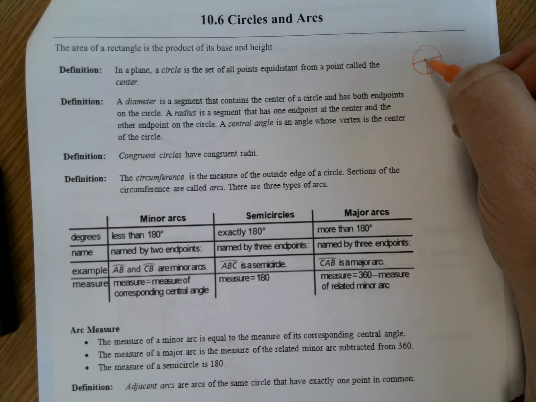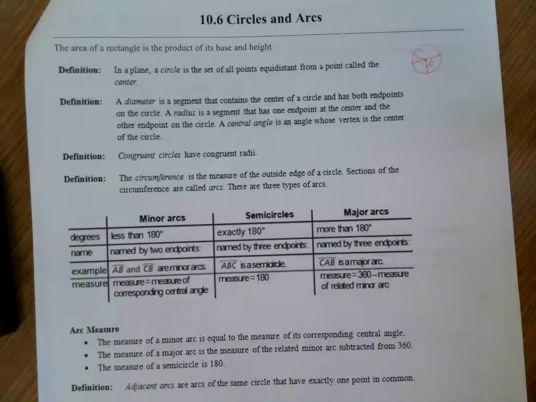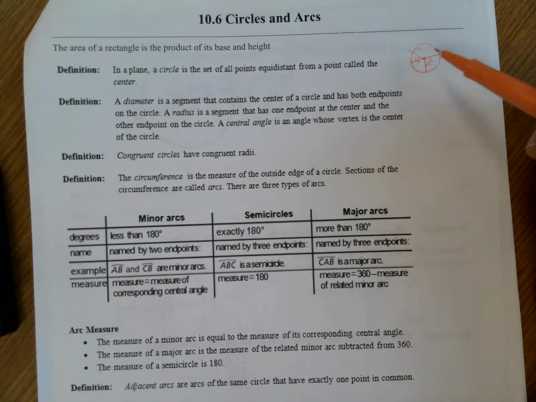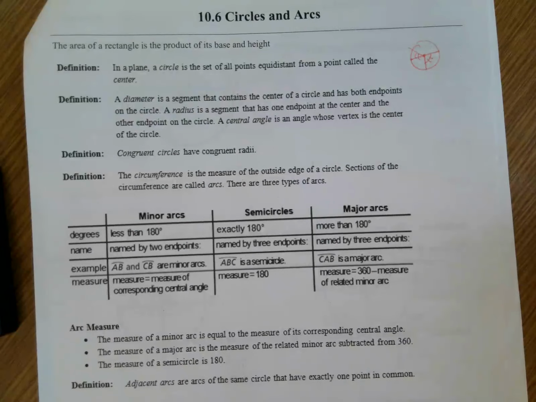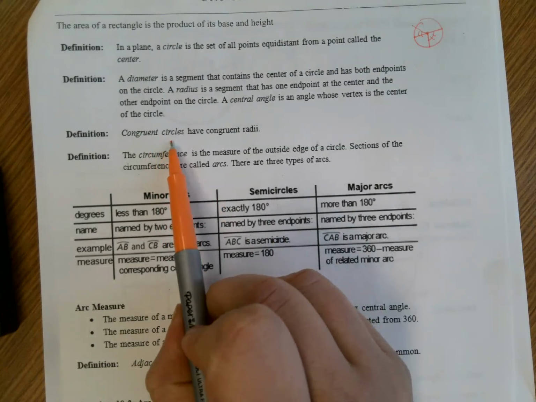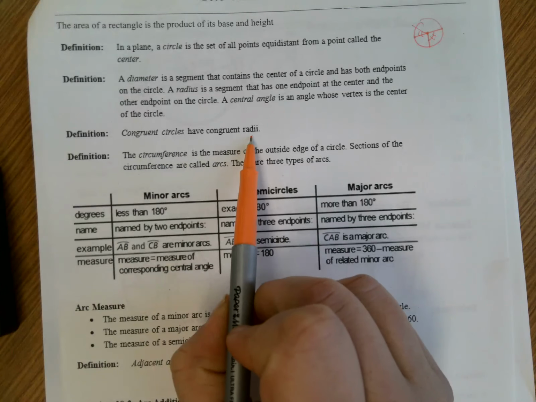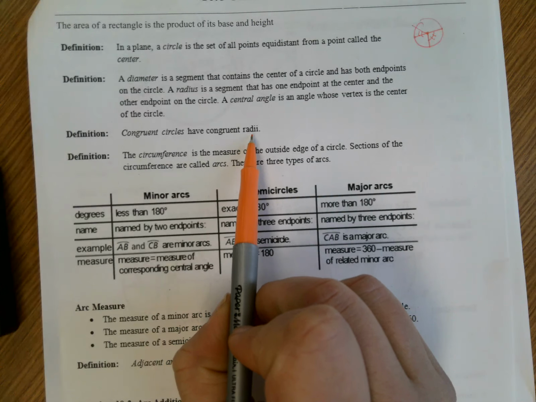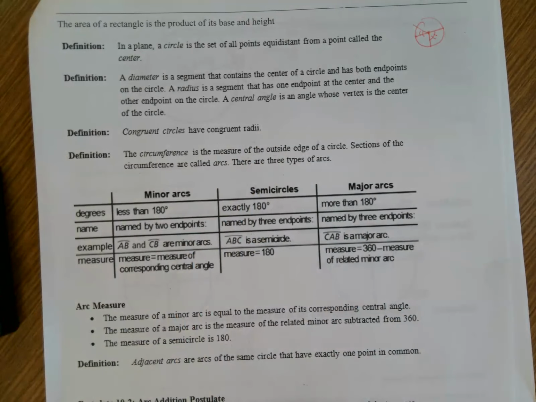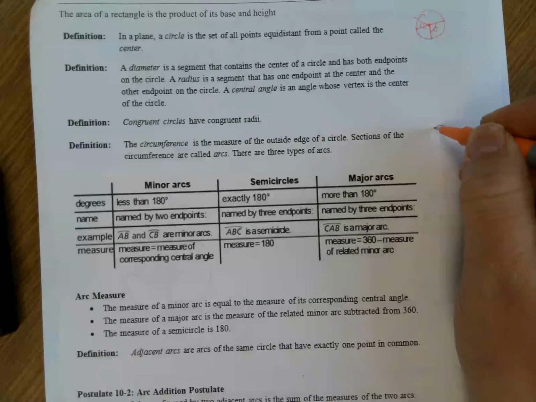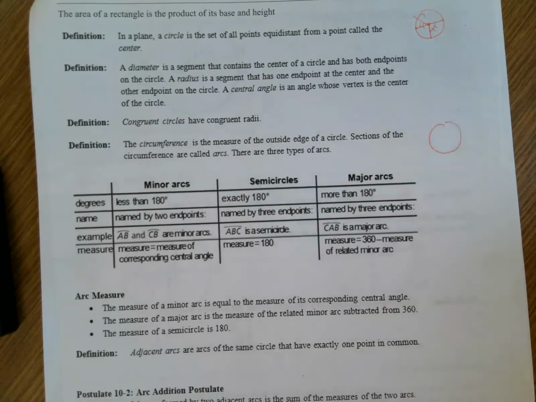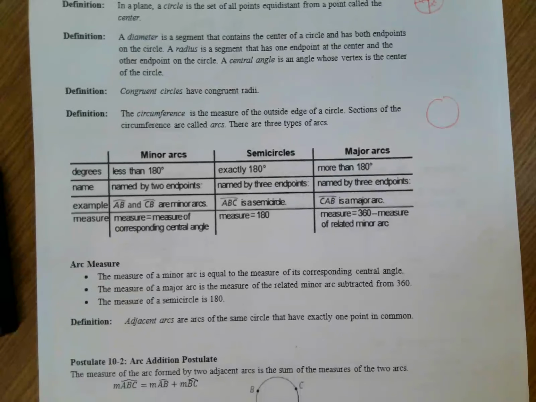This right here, if I drew this, is a central angle, meaning that the vertex is at the center. You know you have two congruent circles if you have the same radii. So that's just double radius. That's what radii is talking about. Circumference is the outside of a circle, just like that. And now we get into major arcs, minor arcs, and semicircles.